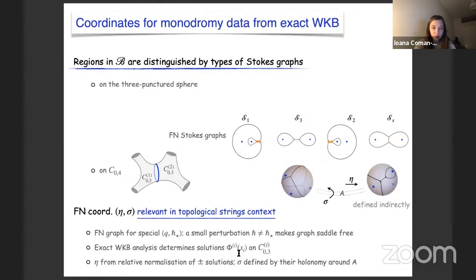Now, such Fenchel-Nielsen type coordinates can also be defined using exact WKB analysis, although here this is done rather indirectly. So why do I say this? Because these Fenchel-Nielsen Stokes graphs, I have said, appear for special pairs of the quadratic differential and this parameter h bar. And then any small perturbation of this parameter will destroy all of the saddle trajectories and make the Stokes graph generic. Then the exact WKB analysis can be used to determine WKB solutions on each of the three-puncture spheres on each pair of bands in the decomposition. And then their relative normalization allows us to define the eta coordinate, while sigma is defined by the monodromy of these WKB solutions around the cutting curve in the Pants decomposition.